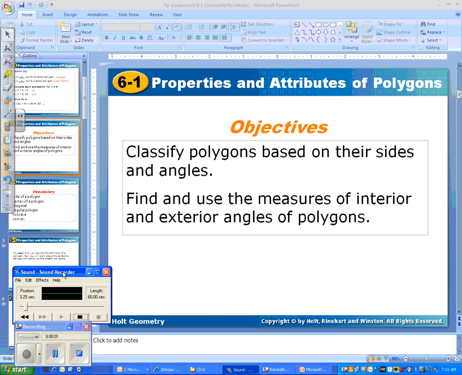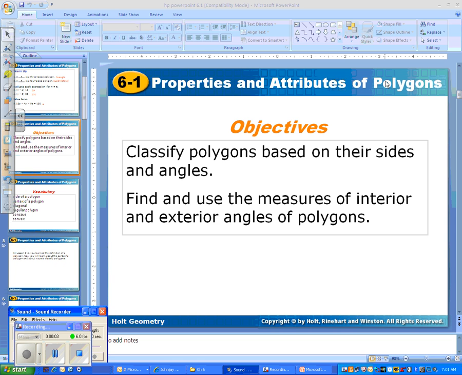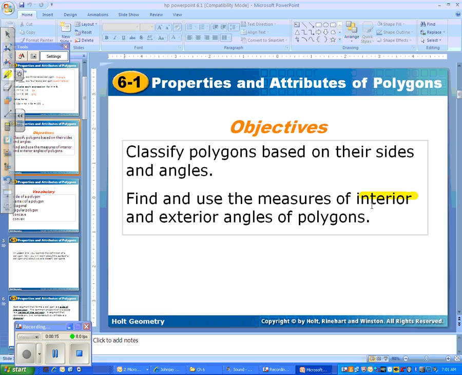All right, to start chapter 6, we're going to start talking about polygons, and today we're going to learn how to classify polygons based on their sides and angles. And then the second part is to find and use measures of interior and exterior angles. And we've already talked about interior angles before, so we're going to add on exterior angles.